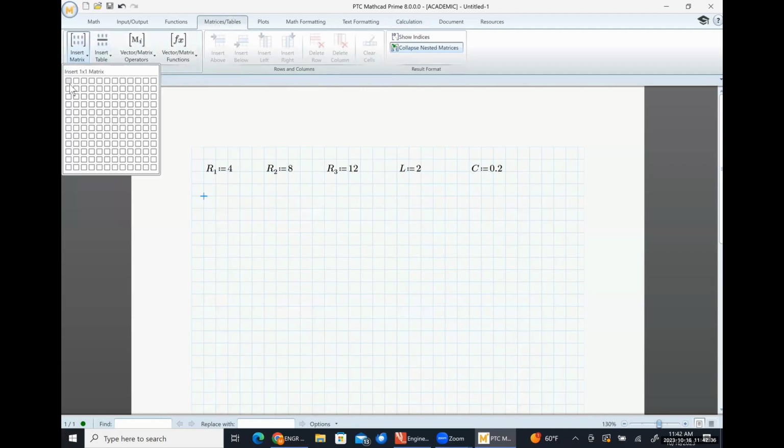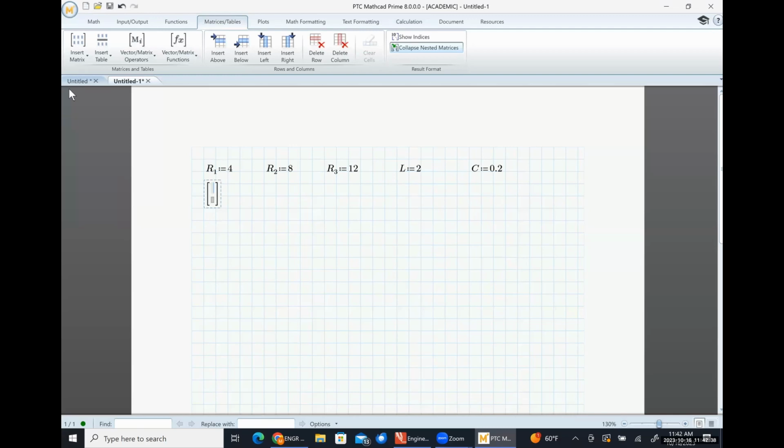Start with my 2x1 matrix. Know for a fact that that's just going to run into things, so I'm going to move it down here. So we're going to have negative 24 over S plus R1 times I1 plus, let's lump some terms together. So I'm going to have R3 plus S times L.